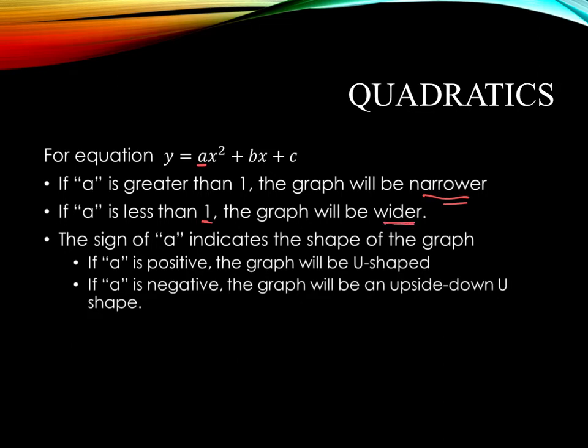Looking at the value of a will also tell us whether we have a U-shaped graph or the upside down U. If that a term is positive, we get the U shape, meaning that it's going to look like this. If it's negative, it's going to be facing something like that.